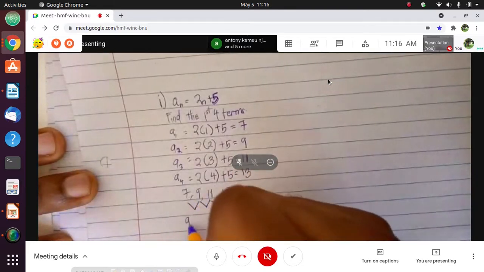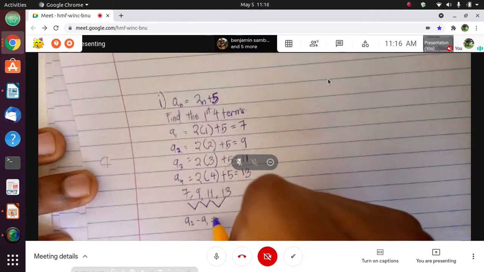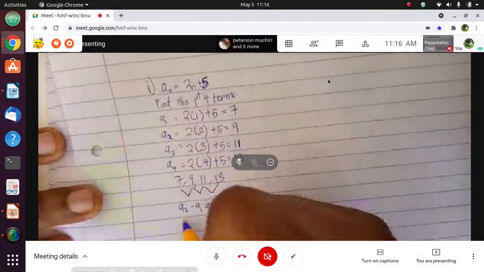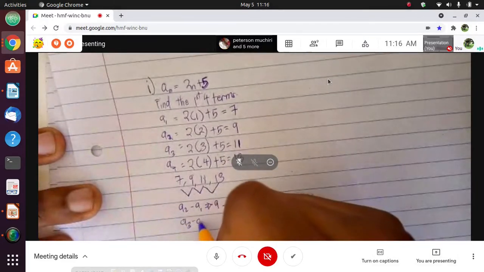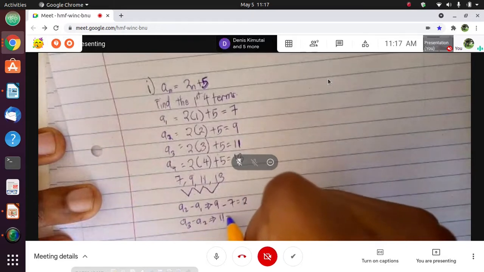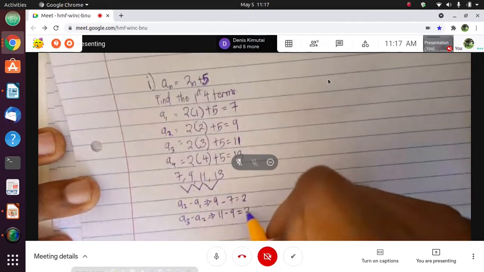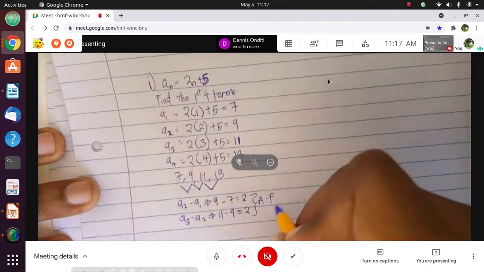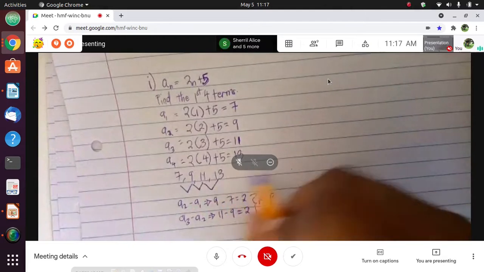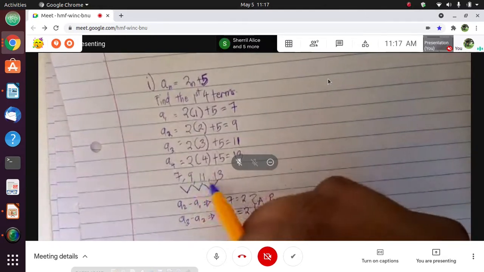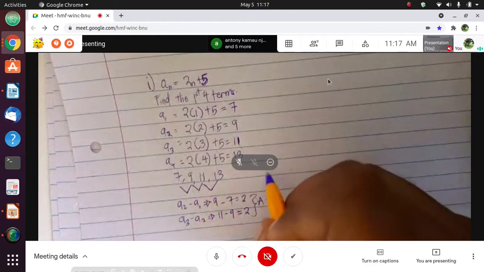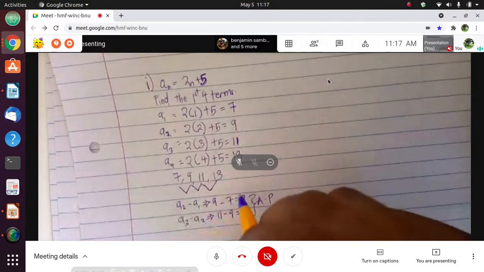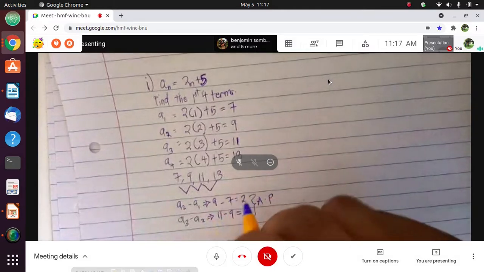If I take A2 minus A1, which is 9 minus 7, the difference is 2. If I take A3 minus A2, which is 11 minus 9, it gives me 2 again. Therefore, this sequence is an arithmetic sequence, an arithmetic progression. If I had 20 terms, the difference between successive terms will still give me 2, therefore denoting that this is an arithmetic progression.